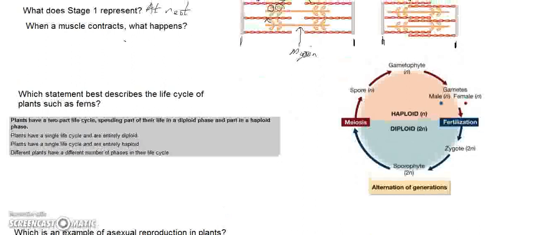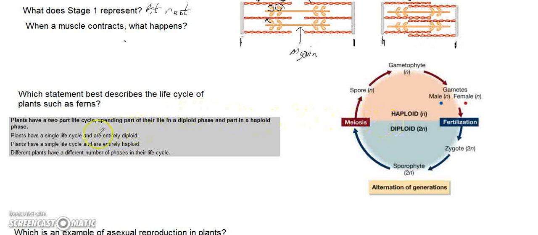Okay. Going on, which statement best describes the life cycle of plants such as ferns? Remember, there's actually a fairly complicated life cycle for a lot of plants, and you do not need to know that very complicated life cycle. Perhaps in college you will. But for us, you need to know that it's a two-part life cycle, and they spend part of their life in a diploid phase and part in a haploid phase. And you can see that over here. Half of the life of the plant is spent in the haploid stage, half is spent in the diploid stage.